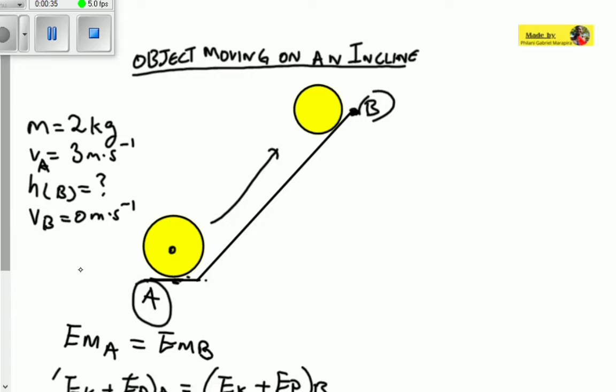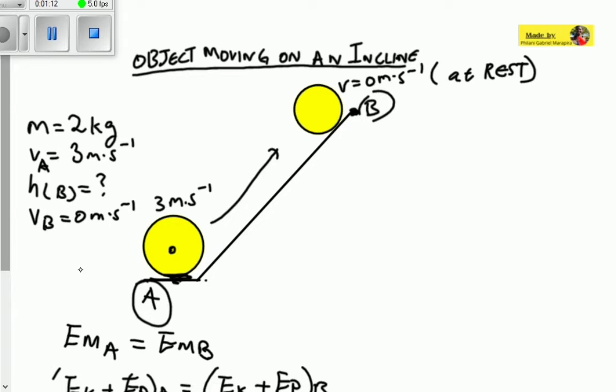Okay, so here let's see what do we have. We are given the mass of 2 kg, the velocity at A, meaning that the ball at A is moving at 3 meters per second, and at B it is 0 meters per second. Sometimes they won't tell you that at B it is 0 meters per second. They might tell you that the ball is at rest at B, meaning that at point B, the velocity is 0 meters per second. So they can express this as at rest.